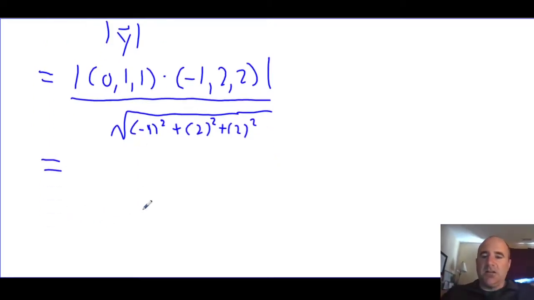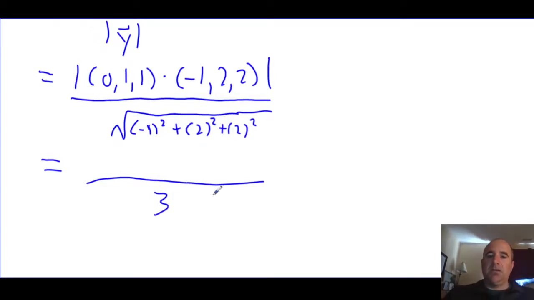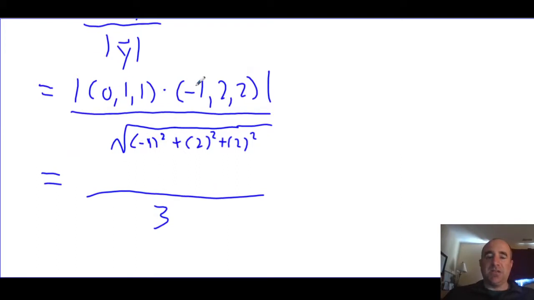Okay, and let's see, let's do this part here first. On the bottom, that's going to be 4 plus 4 is 8 plus 1 more is 9. We get 3. And on the top, we get 0 times negative 1, which is 0, plus 2 is 4. So we just get 4/3 here for our answer.